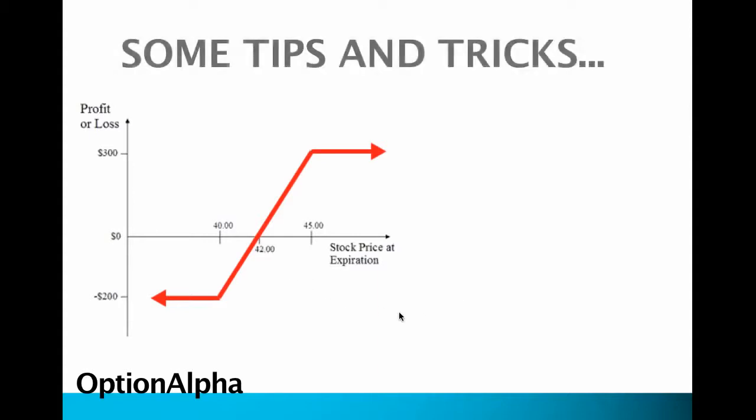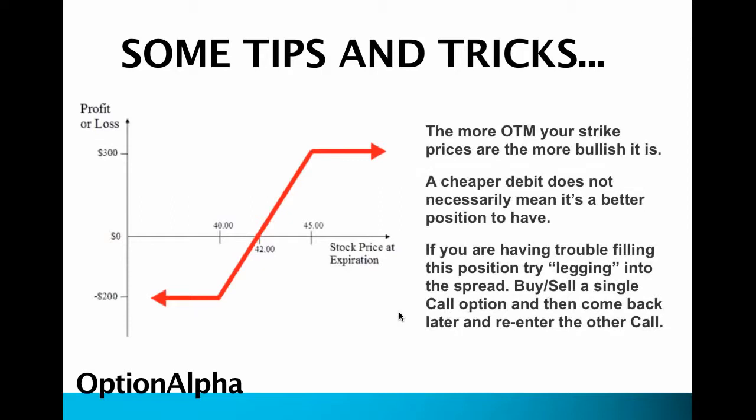So some of my tips and tricks for the bull call spread. Obviously, the more out of the money your strike prices are, the more bullish you're going to be. You don't necessarily have to enter the first strike in the money. You can enter the first strike out of the money. So again, using this chart as our example, let's say that the market is actually trading at 35 right now. Your first strike could be a 40 strike, which is actually out of the money to begin with.